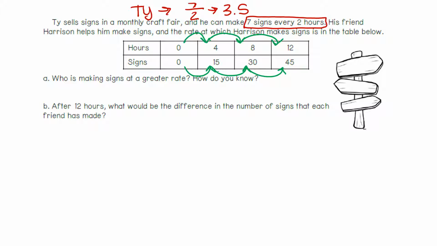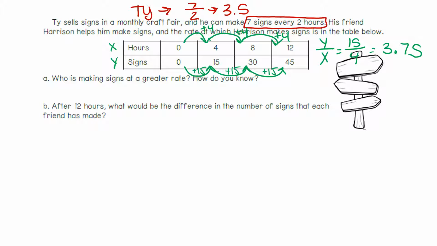So 0 plus 4 is going to give us 4. 4 plus 4 is going to give us 8. 8 plus 4 is going to give us 12. 0 plus 15 is 15. 15 plus 15 is 30. 15 plus 30 is 45. When we set up our slope, we set it up as a fraction, y over x. In this case, 15 over 4. If we simplify that, 15 over 4 is going to give us the decimal 3.75.